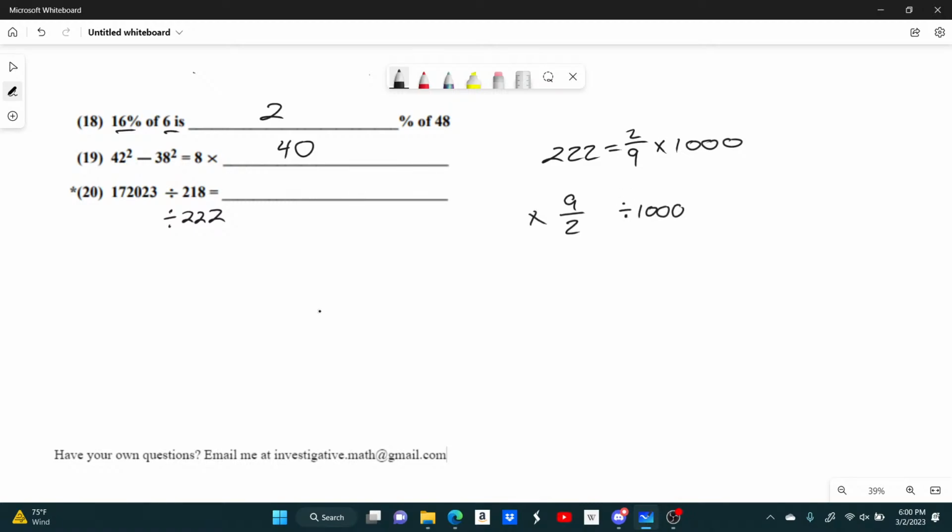So let's see. 172,023 divided by 1,000 is just 172. And then times 9/2. Well, 172 over 2, that's 86. And then times 9, so that's 720 plus 54, so 774. Hopefully that's in the ballpark.